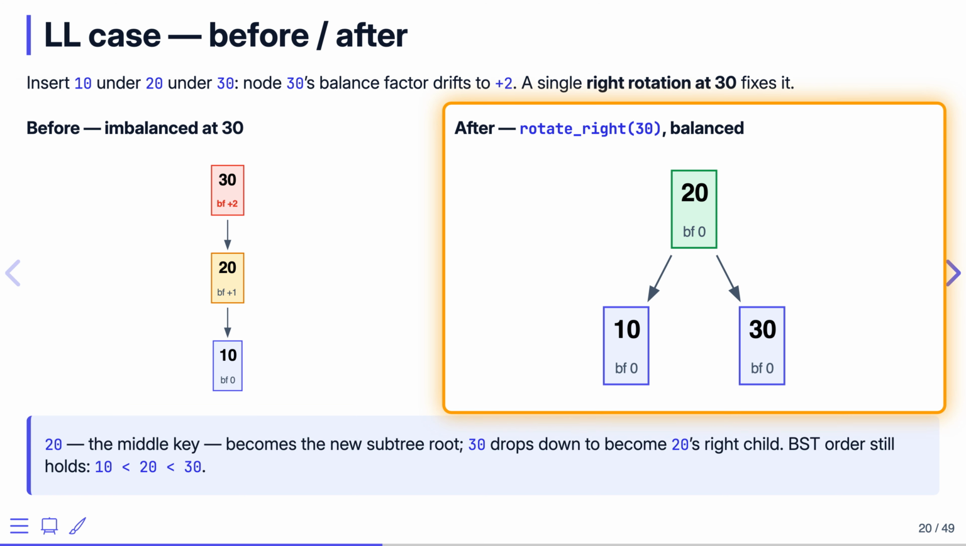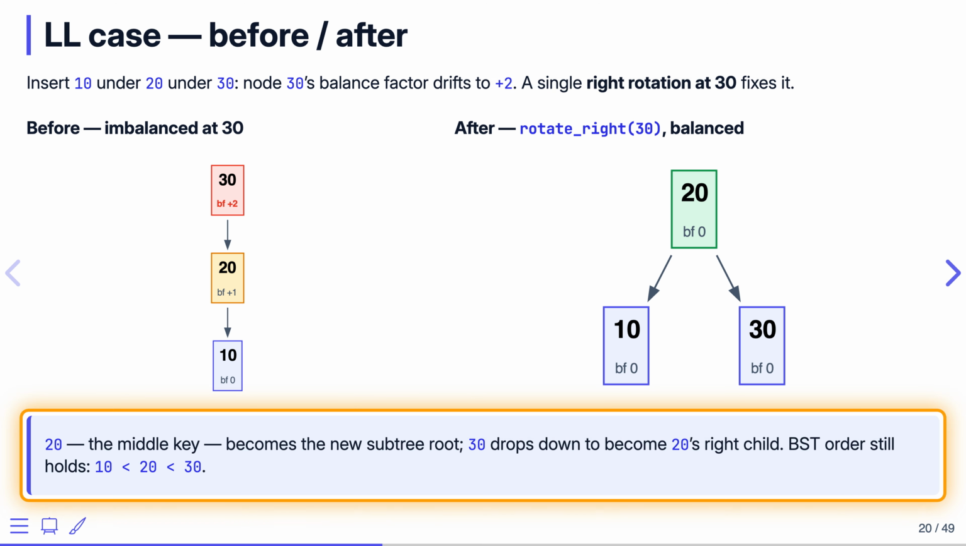The right figure shows the tree after we rotate right at 30. 20, the middle key, becomes the new root of this subtree. 10 stays as its left child. 30 drops down and becomes 20's right child. Every balance factor is back to 0. So the middle key 20 rises to the top and 30 drops to the right. The order still holds. 10 is less than 20 and 20 is less than 30.